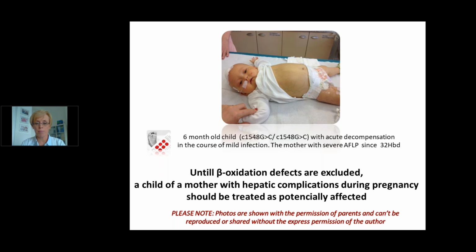So especially in places where tandem MS is not available, until beta oxidation defects are excluded, a child of a mother with hepatic complications during pregnancy should be treated as potentially affected.